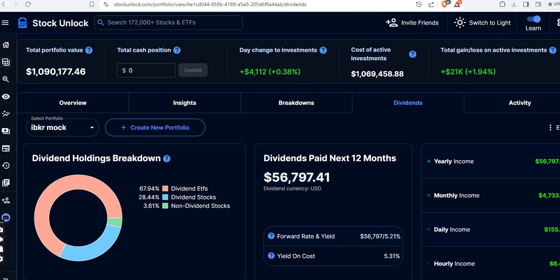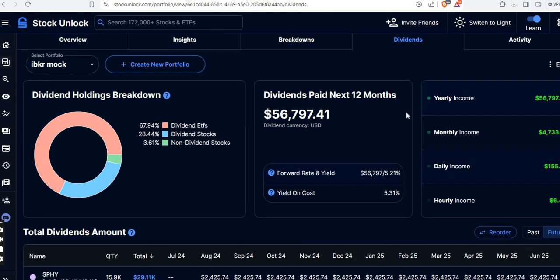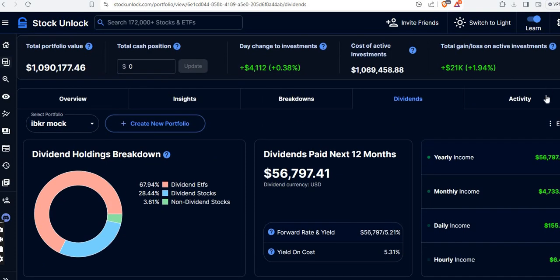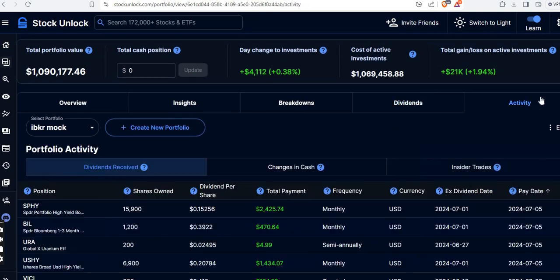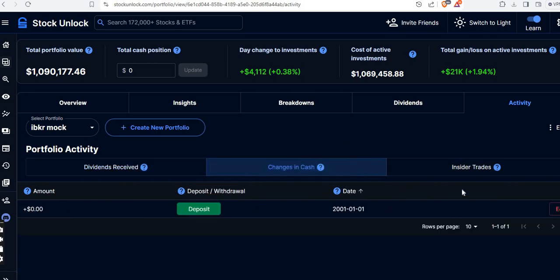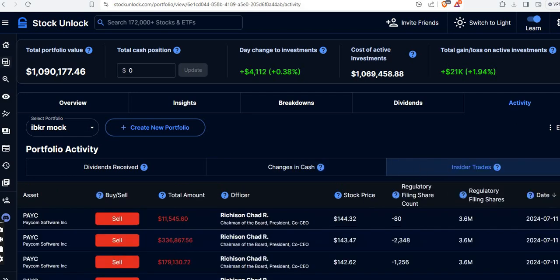It'll show you your forward rate and your yield on cost. This is important because, again, yield on cost is different than the actual dividend rate because yield on cost is your yield based on the price of the shares the day you bought them, not based on the current yield. It'll show you yearly, monthly, and daily as well as hourly income. And then the last thing here, it'll show you the activity, which is basically you can do it based on dividends, based on cash if you're doing that, and then insider trades. So again, it'll show you insiders, what they're doing, etc., etc.